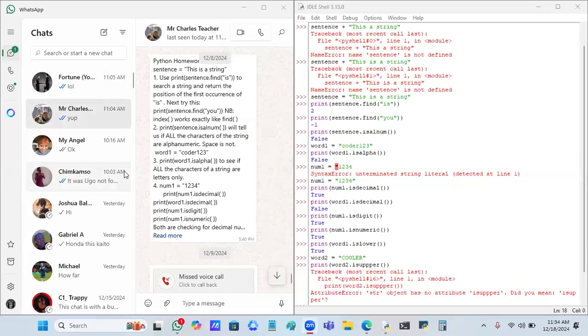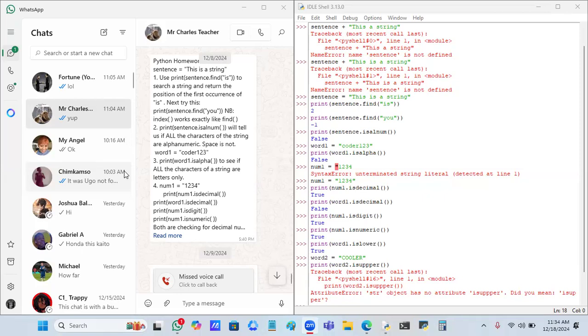Yes. You said it will tell us if all the characters of the string are alphanumeric. Space is not included. Yes. Okay. So that's exactly what it does. All right. And now, because it's like asking a question, it's actually a true or false question. That means there are only two values it can return, either true or what? False. Or false. Thank you.